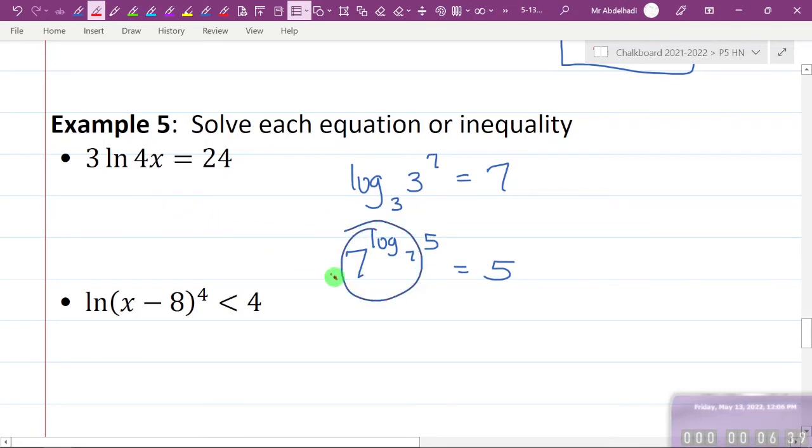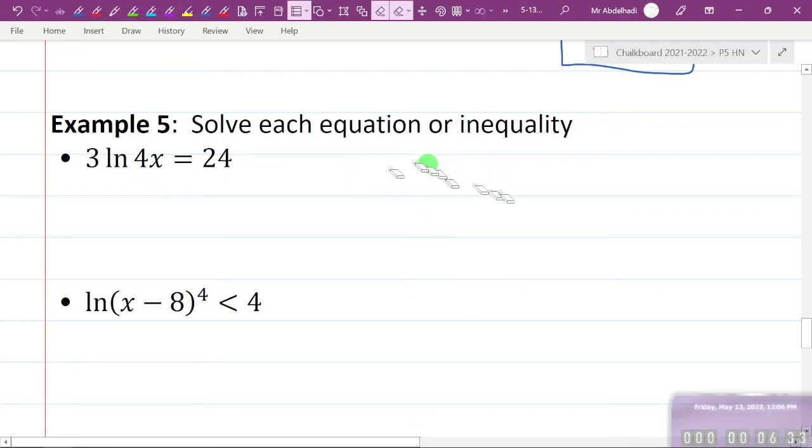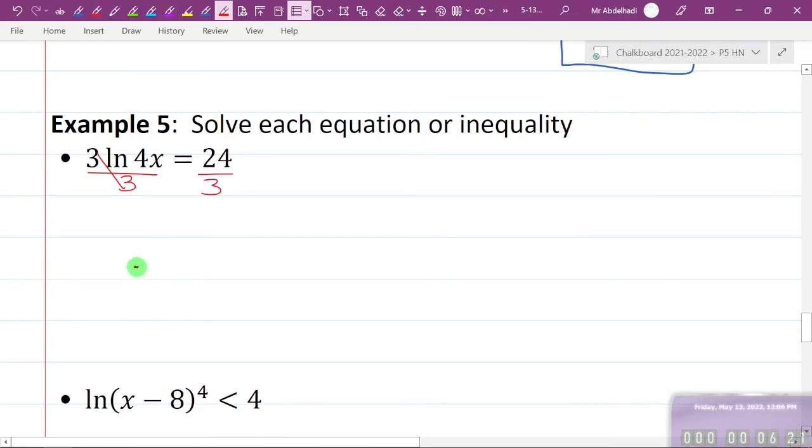Now, here we have a logarithm. We're trying to break this out of the logarithm. So maybe what we can do is change this into exponential form, and that'll allow us to do what we just did. So the first thing I want to do is get the logarithm by itself. I'm going to divide both sides by 3. Now I have ln 4x equals 8, okay?